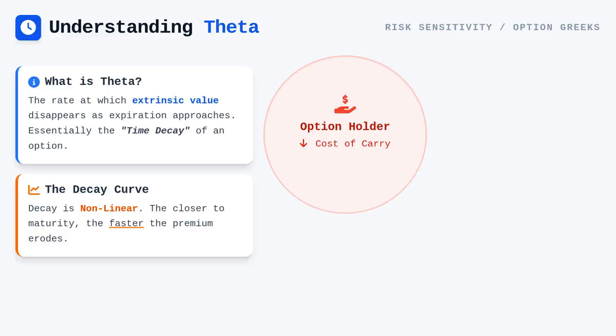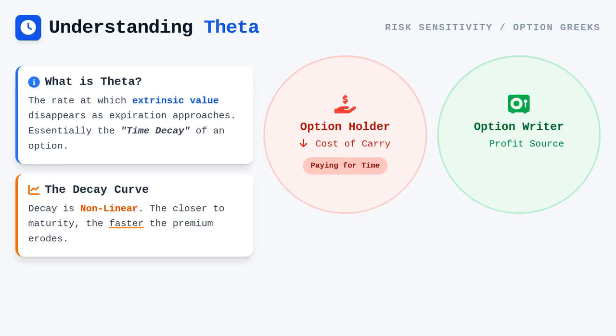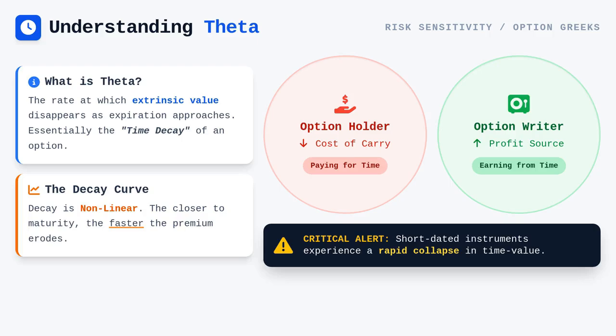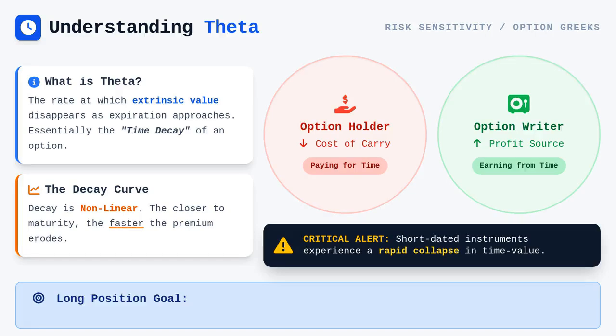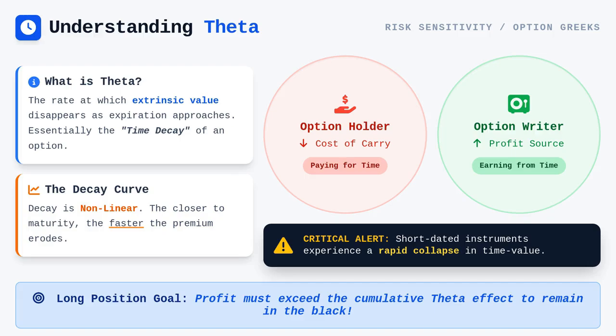For a holder of an option, theta represents a cost of carry, while for the writer or seller of an option, it acts as the primary source of profitable income over time. As a market participant, you must account for this acceleration, especially when dealing with short-dated instruments where the time value collapse becomes significantly more rapid. If you hold a long position, you are essentially paying for time, and your profit goal must exceed the cumulative theta effect to remain in the black.